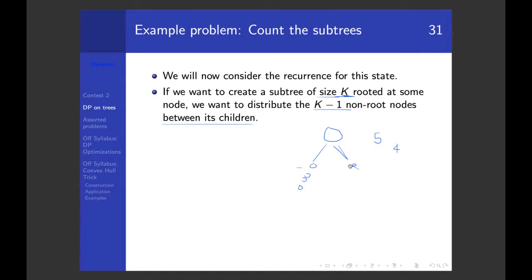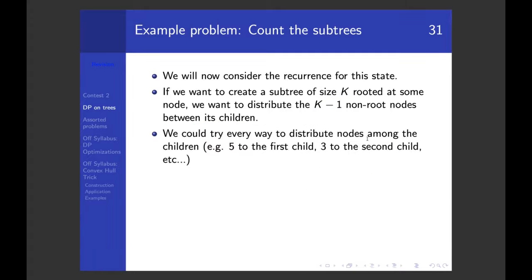So to count the number of subtrees, we want to take one for ourselves and distribute the rest over our children. And one idea would just be to try every way to distribute among our children. For example, give 5 to our first child, 3 to the second child, etc. The issue is there are a lot of ways to do this.